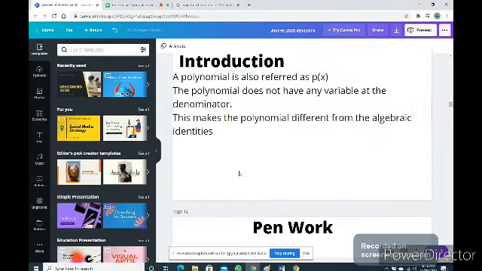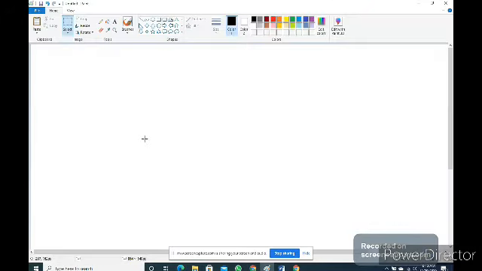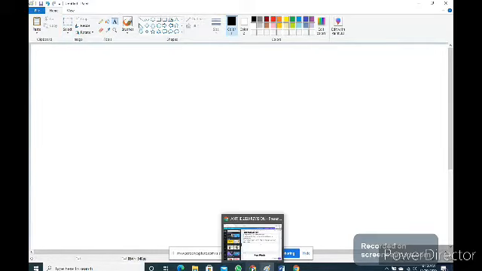What do we mean by polynomial? There's a short difference between a polynomial and an algebraic expression. In a polynomial, why is a polynomial referred to as p of x? To know in detail, p is referred to as polynomial, and x is referred to as a variable.